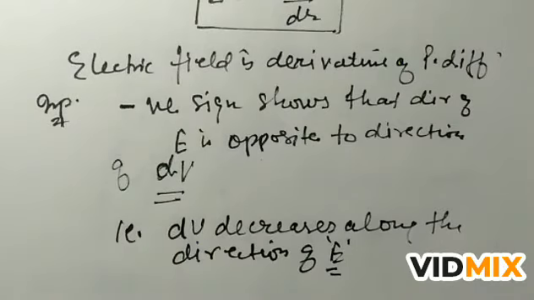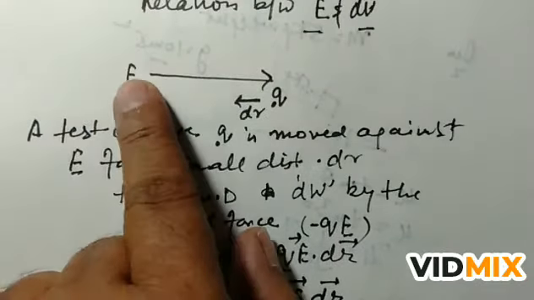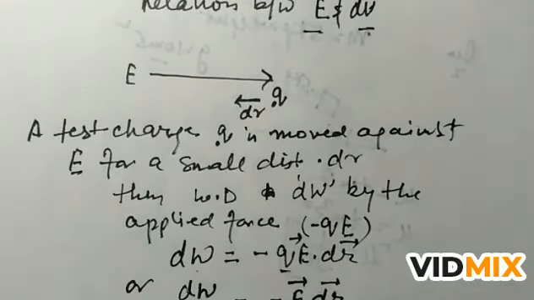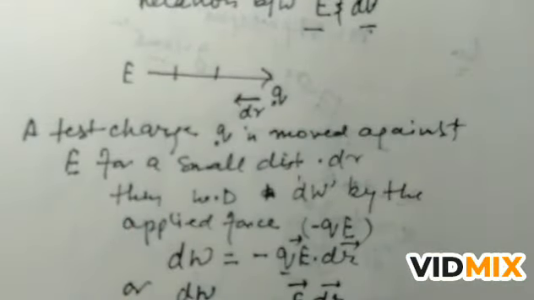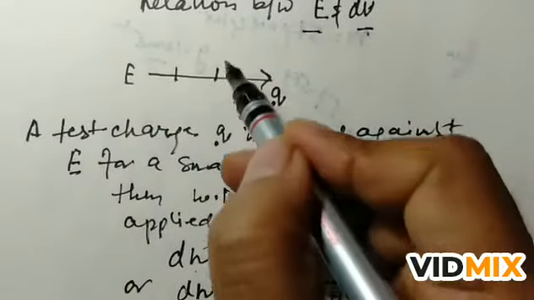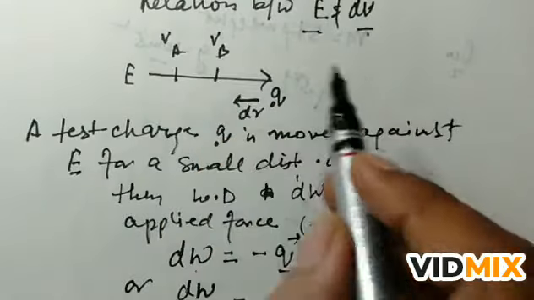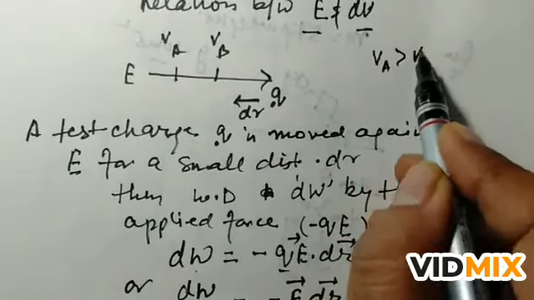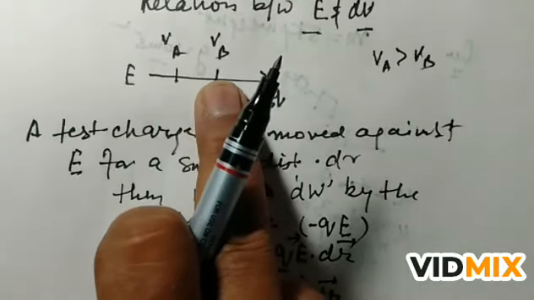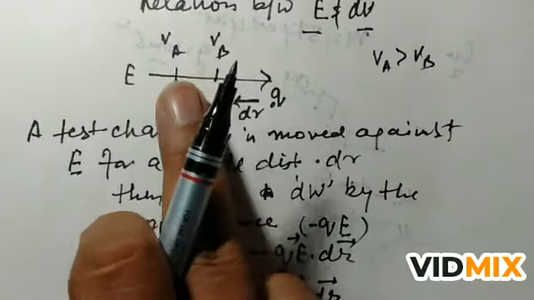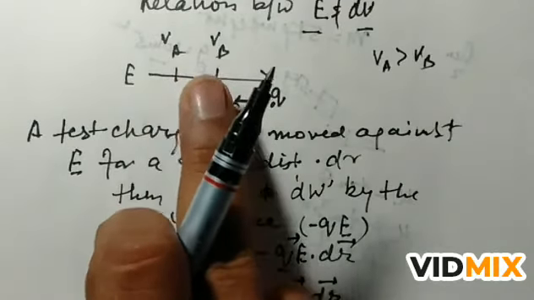If you move in the direction of field, the potential decreases. Suppose in this field there are 2 points A and B, and the potential of A is VA and of B is VB. Here VA will be more than VB because the direction of field is from A to B, so the potential decreases from this point to that point. So VA is more than VB, meaning the potential of A is more than the potential of B.